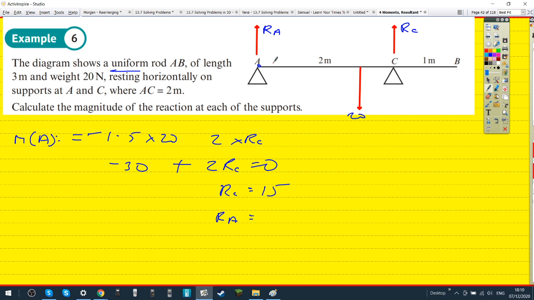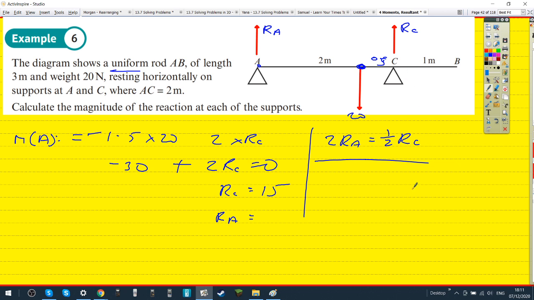Imagine you took moments about the middle. This here is 0.5. Because it's in equilibrium, 2 times the reaction at A would be equal to a half times the reaction at C. But the problem is we've got 2 unknowns. That's why you have to take moments at A to eliminate it, because it's 0 meters away from itself, and so that becomes 0. So you just get one equation with the other one.